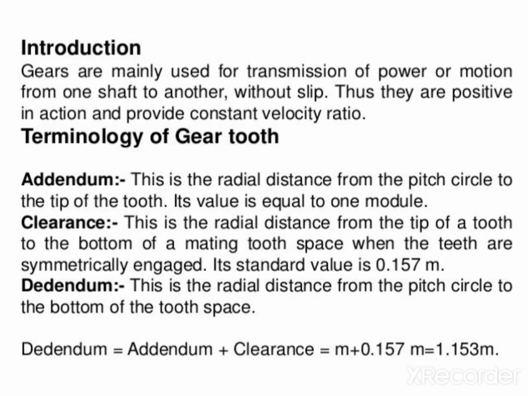Now we will see different types of gears before moving towards the terminology of gear tooth. As we all have studied, different types of gears are generally spur gears, helical gears, bevel gears, worm and worm wheel, rack and pinion, internal gears, etc. We will see them in detail later. I will just give a brief introduction about them.